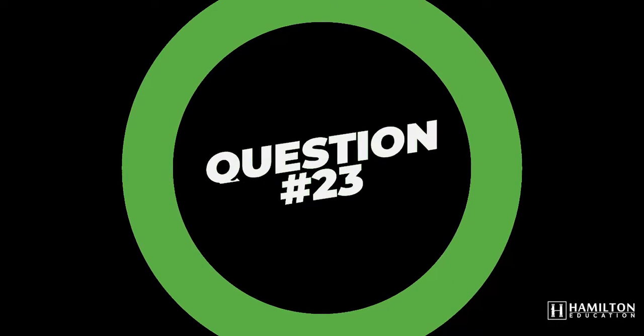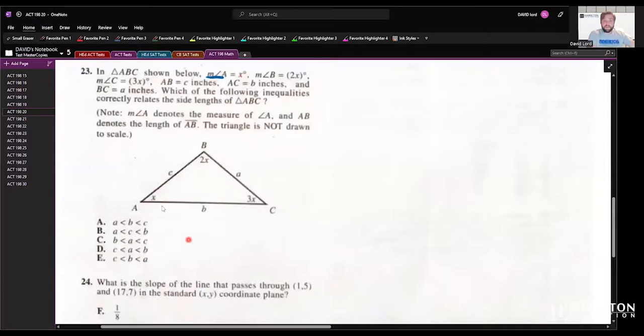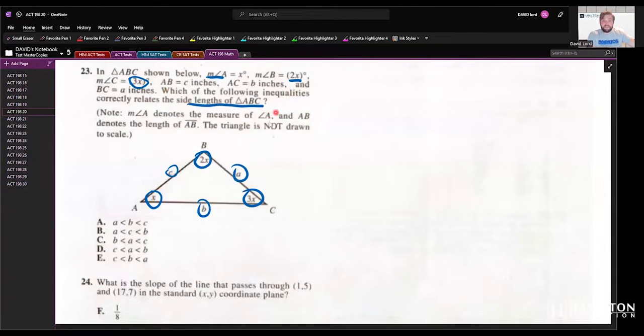In triangle ABC shown below, measure of angle A is x, which we can see here. We have measure of angle B, which is 2x, and measure of angle C, which is 3x. AB is c, and AC is b, and BC is a. Which of the following inequalities represents the side lengths of triangle ABC? Well, it's important to remember that the opposite side of an angle is related to the angles. So the larger the angle, the larger the opposite side.